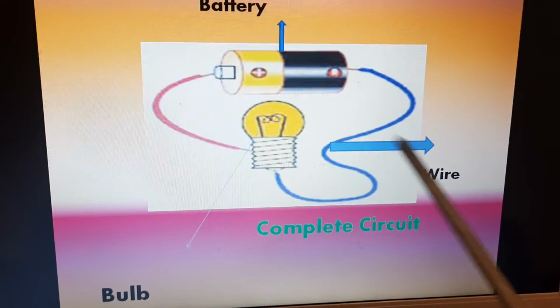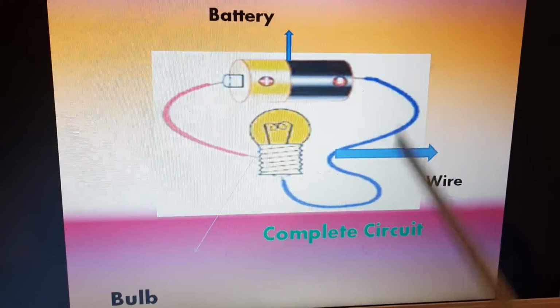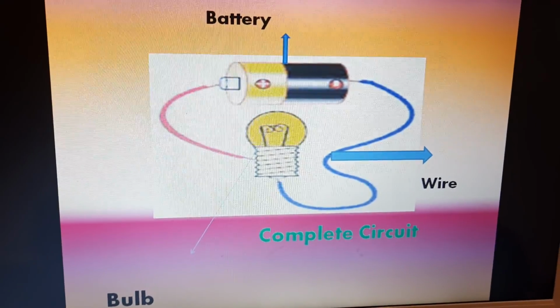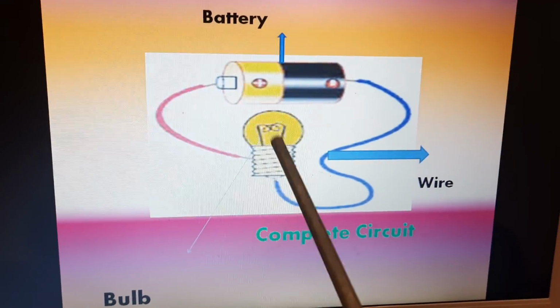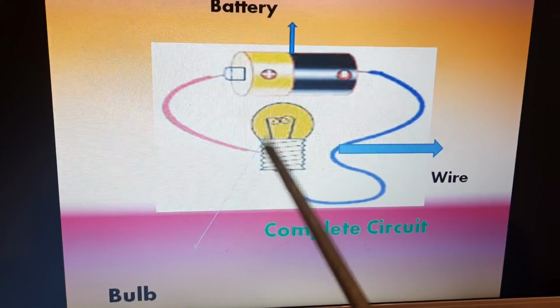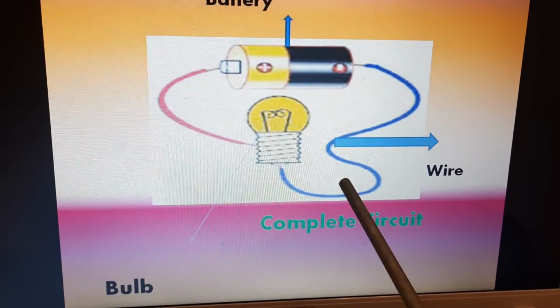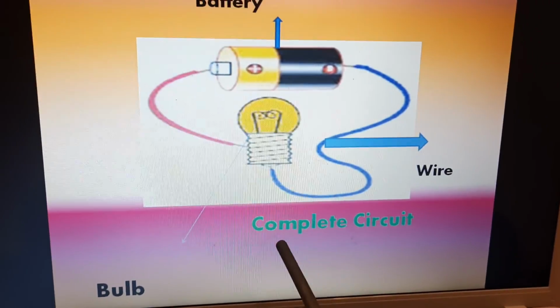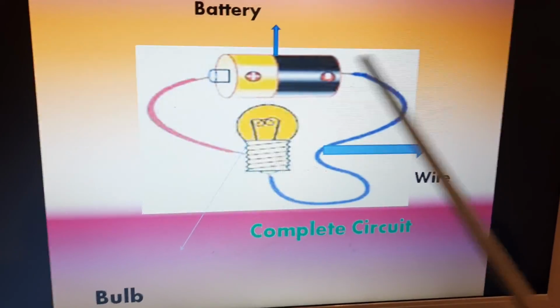Again, battery, wire, bulb. Where is wire? Here. Where is battery? Where is bulb? Again, where is battery? Wire, bulb. Okay. Now, this is complete circuit. We don't have any break. لا يوجد فيها انقطاع.